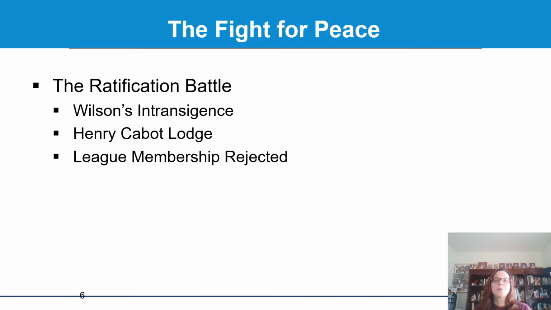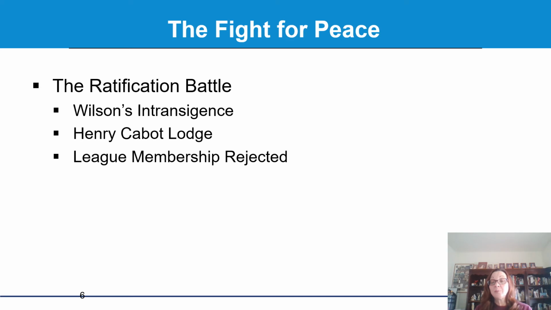At home, Woodrow Wilson experienced great difficulties with the treaty. When Woodrow Wilson had gone to France to negotiate the treaty, he had not taken any members of the Senate with him to the conference. And of course, if you remember from your government classes, in America, the Senate has to ratify treaties. And so the Senate doesn't really feel like they have any stake in this treaty.